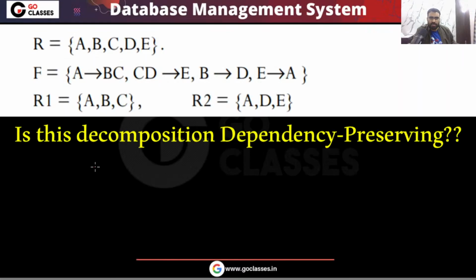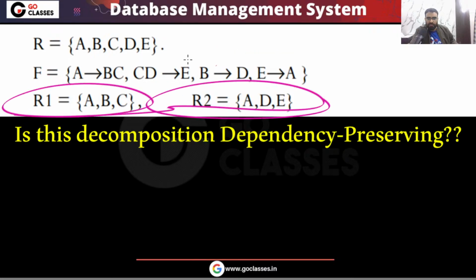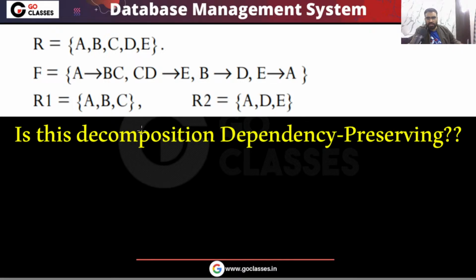Let's solve this question. Is this decomposition dependency preserving or not? A relation R with functional dependencies F. We are decomposing this relation R into R1, R2. Now we want to check, in this decomposition, do we lose any dependency or not? Is this decomposition dependency preserving or not?